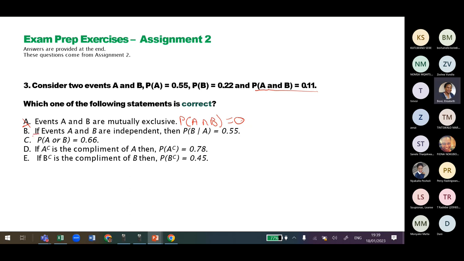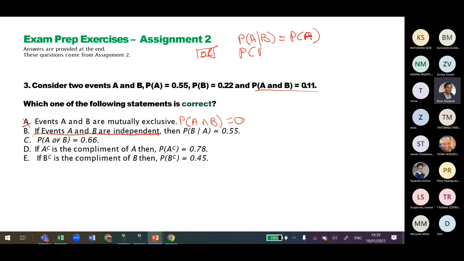Because they also say if event A and B are independent, what do we know? We know the following, right? If A and B are independent, the probability of A given B will be given by the probability of A because they are independent. B has no bearing on what happened to A. Given that it happened, it doesn't have any bearing on the probability of A, or on the event A.